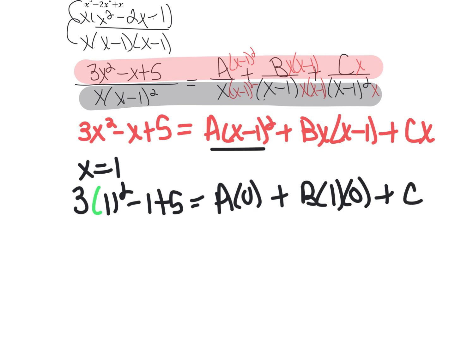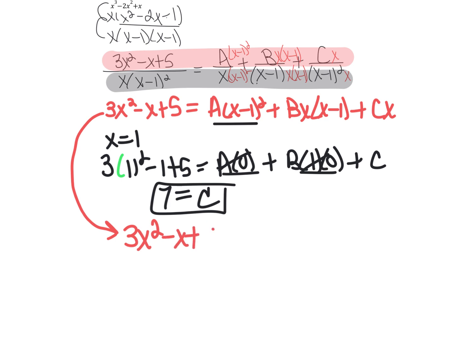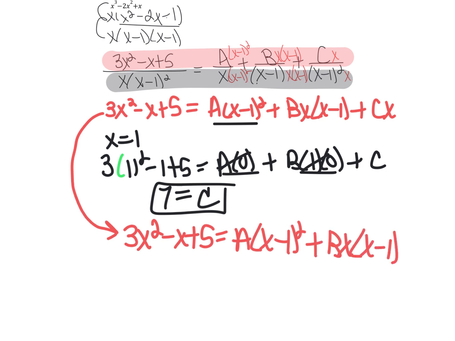Then we're going to have 3 minus 1 plus 5 equals 7. And we have a times 0, b times 0. Those are both going to cancel, so we're just left with c on this side. So c equals 7. Then we take this red equation here and put in 7 for c. So we have 3x squared minus x plus 5 equals a times (x minus 1) squared plus bx times (x minus 1) plus cx, except instead of c, we put 7.